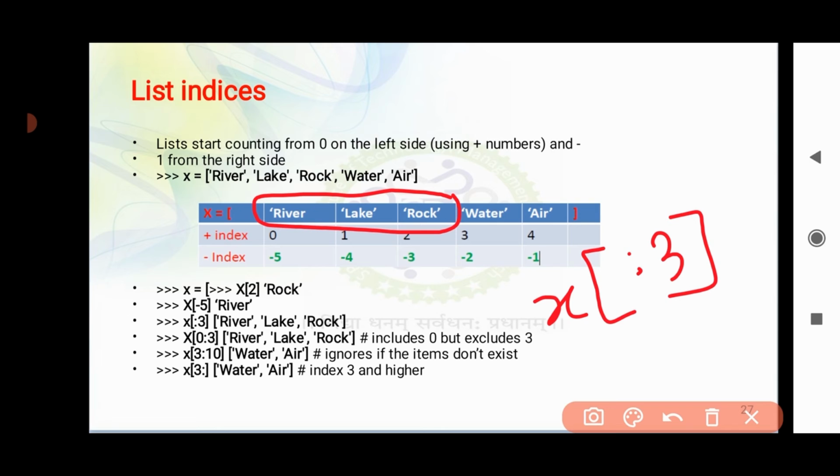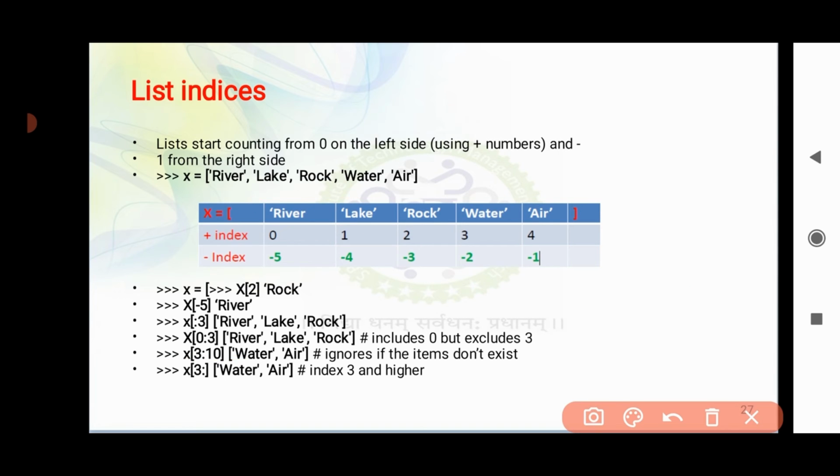In the same way, if you write x of 3 colon 10, that means the first value of the range is 3 and the last is 10. Now as you can see, the maximum index value is 4 and we don't have the 10 value. So in that case, it will simply ignore the higher range and take all the values present there. So 3 to 10 means starting from 3 and ending at 10, but we don't have that many values in this list. So only these two values will be displayed in the result.